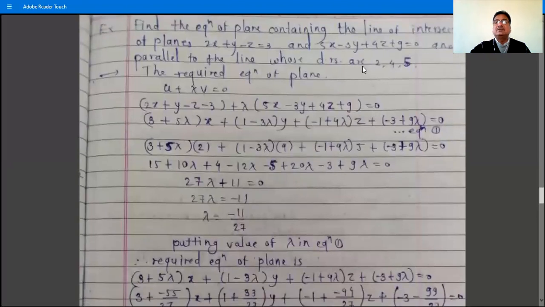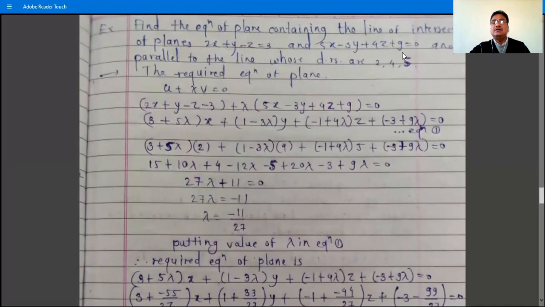The next sentence is the plane equation star. This plane is parallel to the line whose direction ratios are 2, 4, and -5.